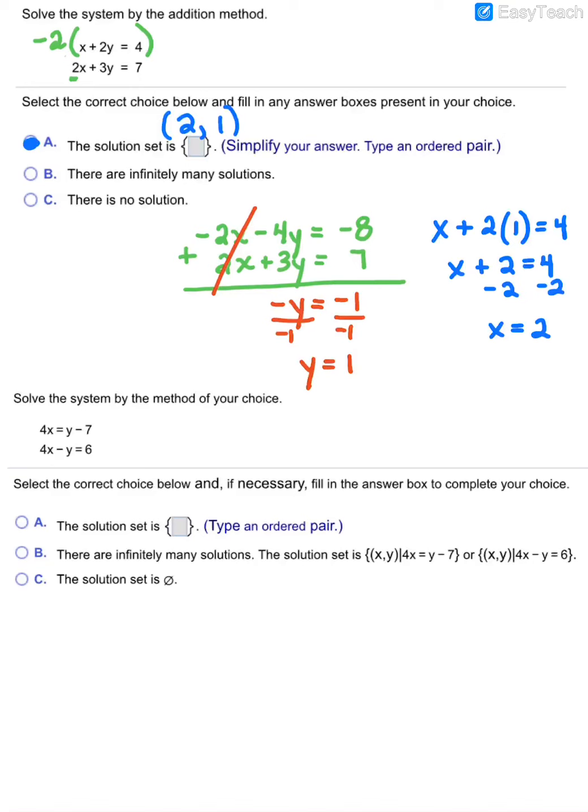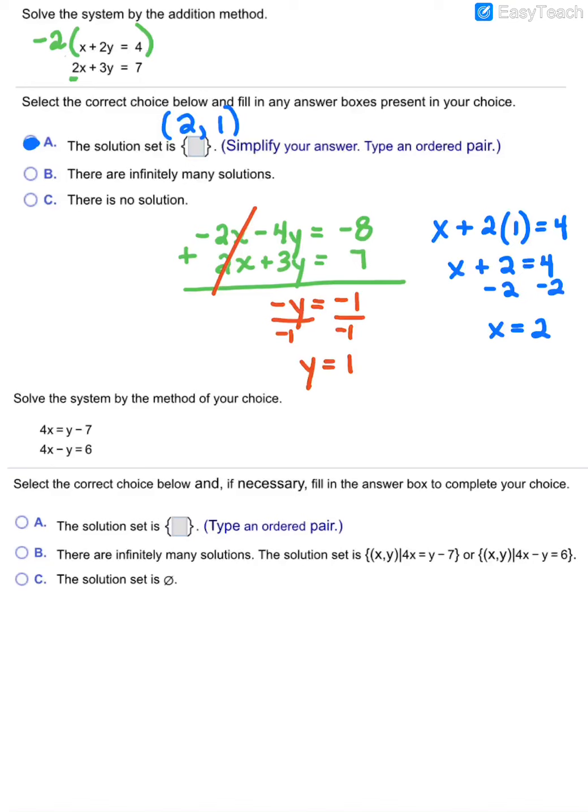Okay, so finally, one more example. Again, it says solve with your method of choice. So if you wanted to do substitution, then you would have to take one of the two equations and get either x or y by itself. I think I'll go ahead and do the addition method again.